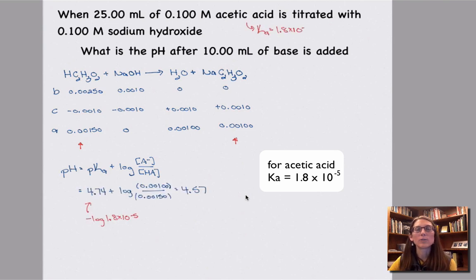And so once I've used that Henderson-Hasselbalch equation, knowing the Ka for acetic acid is 1.8 times 10 to the negative fifth, I can find my pKa and put the log of the base form over the acid form, and I can find my pH. You'll notice that the pH is a little more acidic than the pKa, which makes sense because I have a little more of the acid form present than I have the base form present in solution.